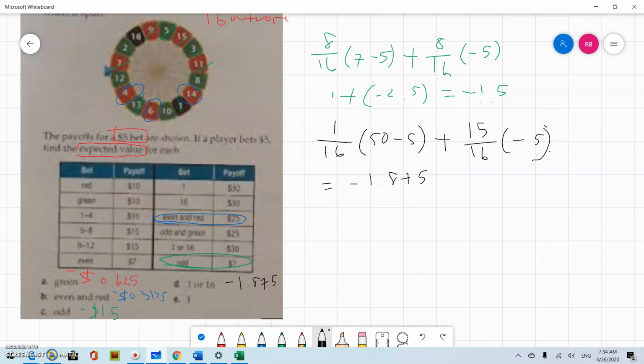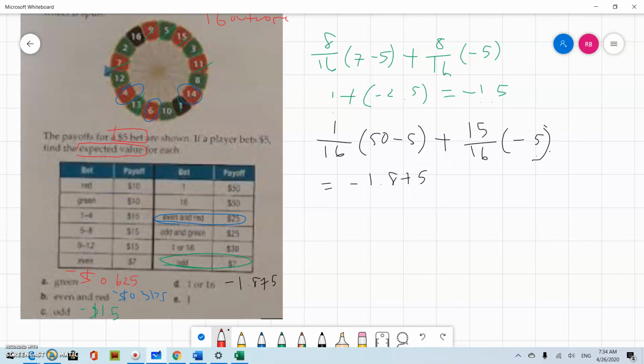So 1 or 16 means you don't really care if your outcome is 1 or 16. But your expected value for both of them will be the same because there is only 1 for each one of them. So I think the answer is negative 1.875. Let me know if my answer is not correct, but I think that's it.